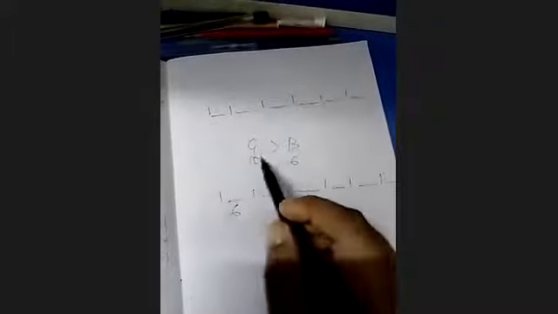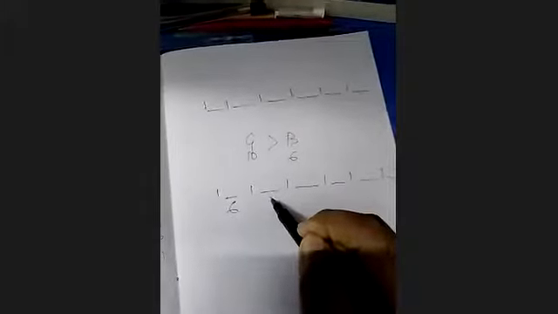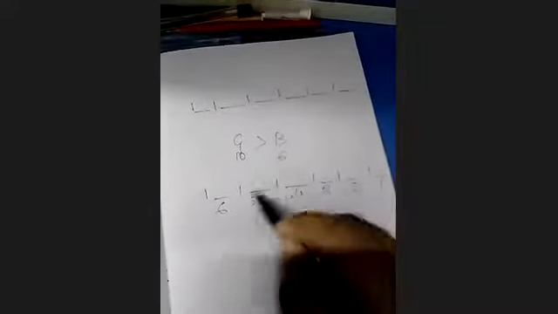Only one boy can sit, but how many possibilities are there for a boy to sit? Any one of the six boys can sit. So there are six possibilities. In this gap, how many possibilities are there? Five. In this gap, four. In this gap, three. In this gap, two. And finally, one.